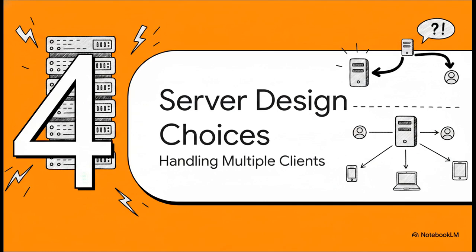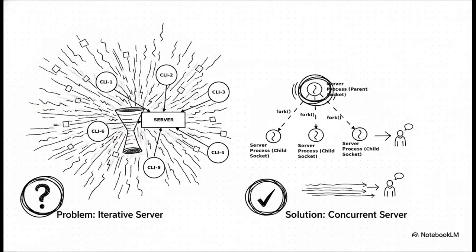So, that accept call brings up a really critical question. If your server is busy talking to one client, what happens to everybody else who's trying to connect? They just get a busy signal, right? Well, a server that can only talk to one person at a time isn't going to be very useful. And this leads us to a fundamental fork in the road for server design. On the left, you see the problem, a huge bottleneck.